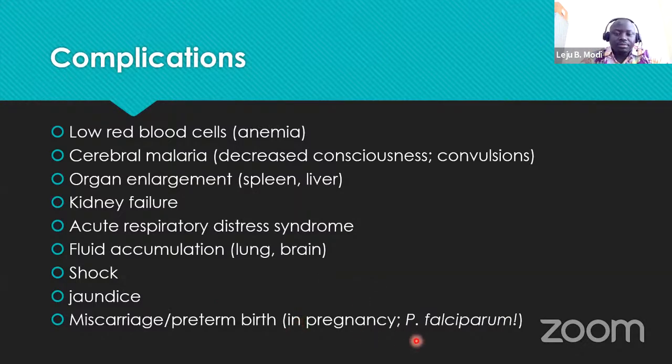And for pregnant mothers, especially if it is the P. falciparum species, actually it is worse because it can cause preterm birth, that is at best, but at worst, it can actually cause a miscarriage. So you will see that malaria is not just a very simple thing, as some people might want to think. It can really complicate and become very, very bad. So those are some serious complications of malaria we should know.